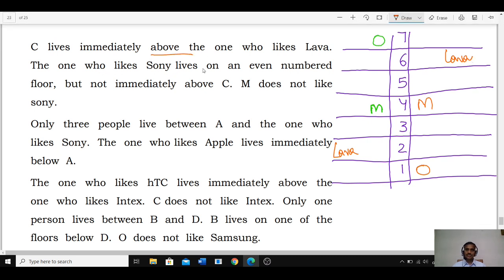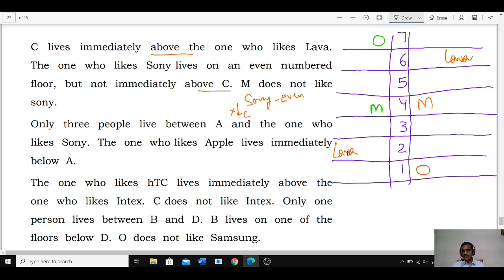The one who likes Sony lives on an even number floor but not immediately above C. Sony, even number floor. Sony is even, but not immediately above C. And C is not immediately below this one. M does not like Sony.